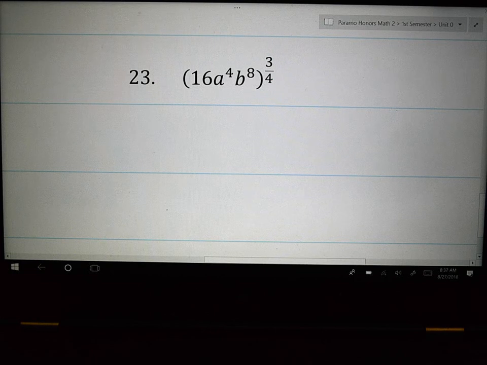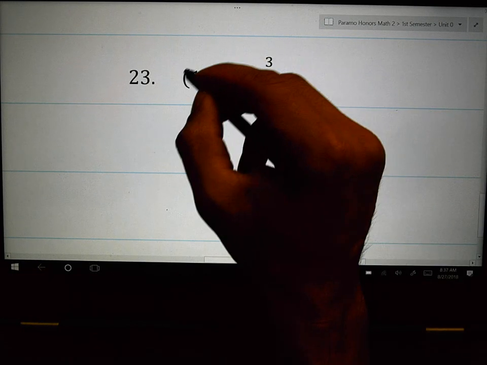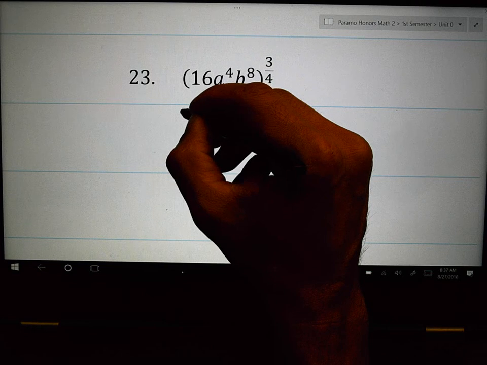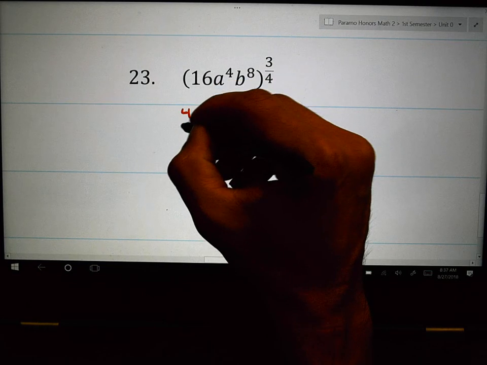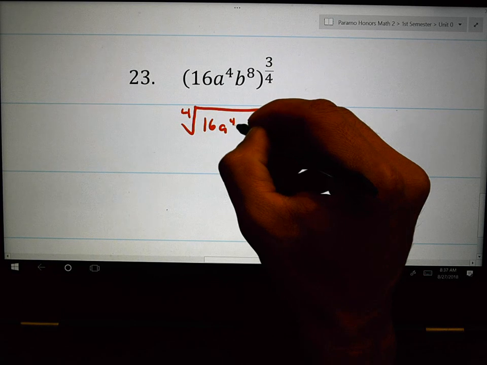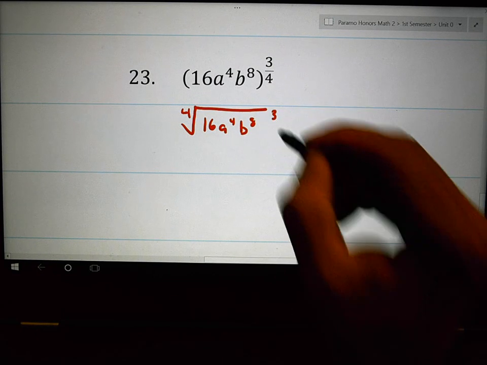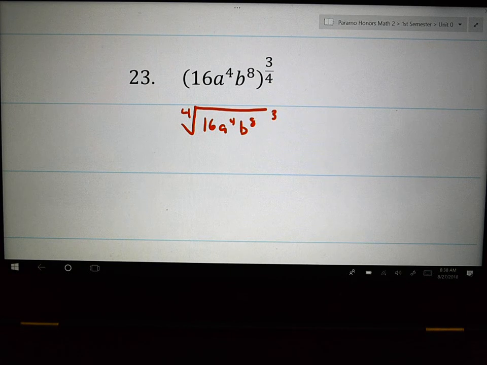I'm going to take the fourth root of all this to the third power. So the whole group is to the 3/4. So I'm going to do the fourth root of all of this, 16a to the 4th, b to the 8th, all raised to the third power. The bottom number is your root. The top number is your power.